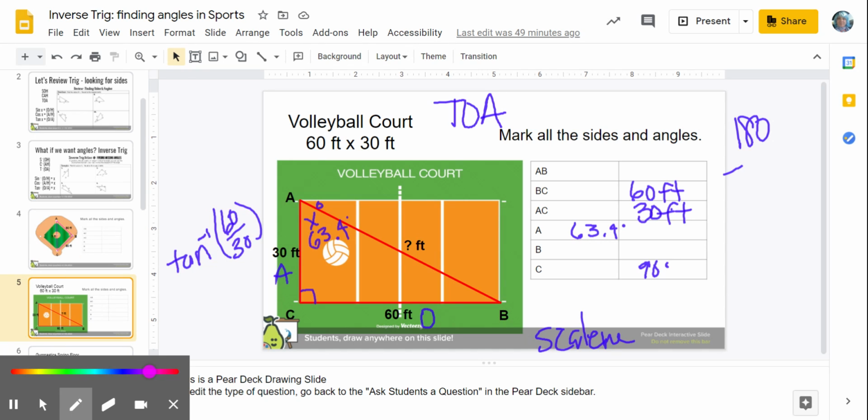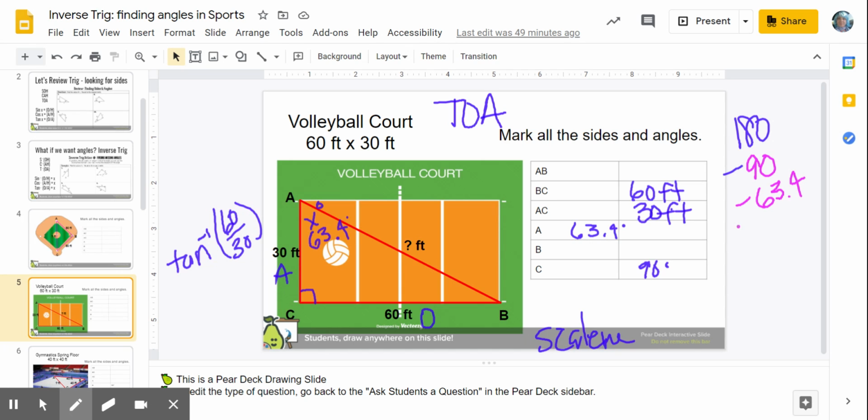Can I subtract? What do I subtract from? 180. So if we do 180, I have to subtract the 90 at C and then subtract the 63.4 from A. And so what do we get for angle B? And notice that these two acute angles are always going to add up to 90 degrees. So now we've got one piece of information left to find. What's the last piece of information we need?